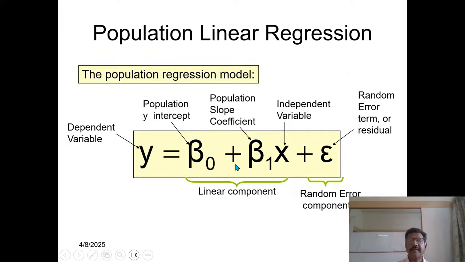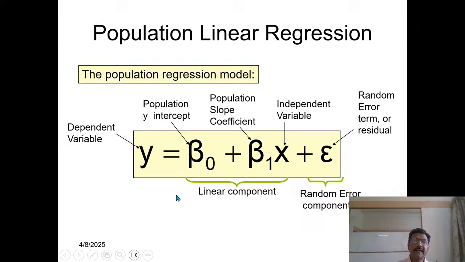This one is y equal to beta 0 plus beta 1 x plus eta. Eta is nothing but the random error term. The x is the independent variable. Beta 1 is the population slope coefficient. Beta 0 is the intercept, the population y intercept. And y is the dependent variable. This portion, beta 0 plus beta 1 x, is called the linear component, and eta is the random error component. This is the linear regression model, the linear regression equation we can call.